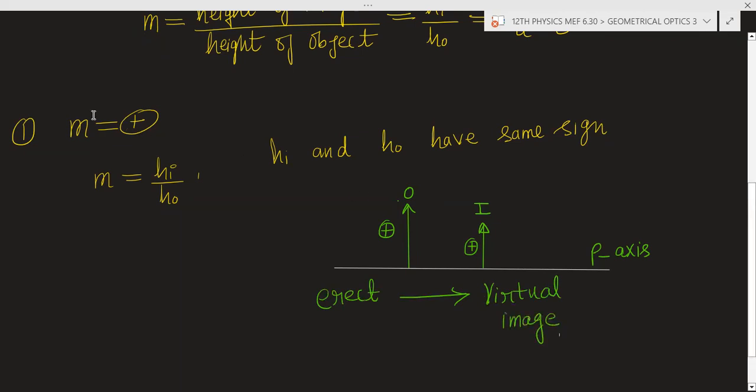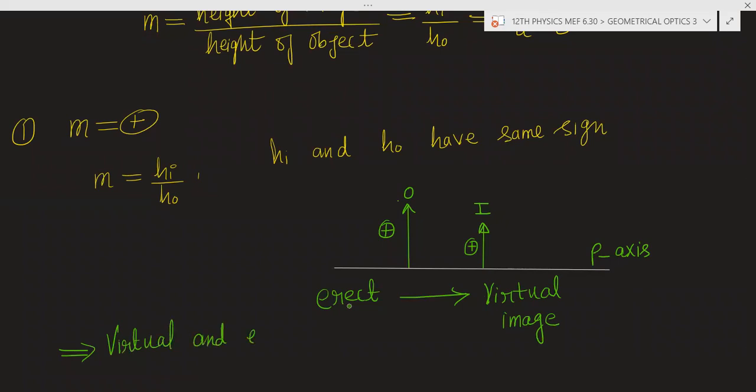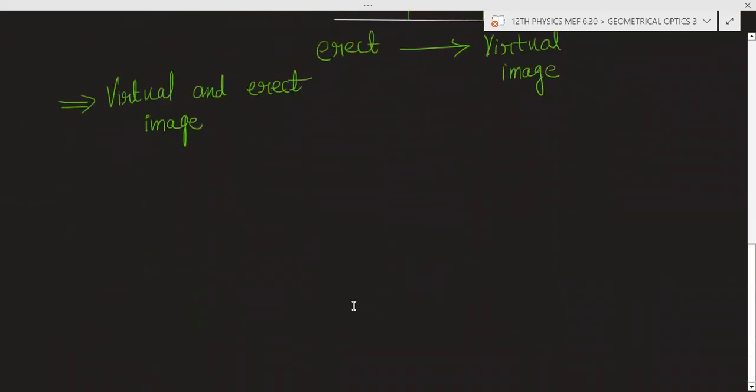So what can you say when the magnification is positive? When the magnification is positive, then we can say the image will form a virtual and erect image. Finally, you can say virtual and erect image. Okay. Virtual and erect image.